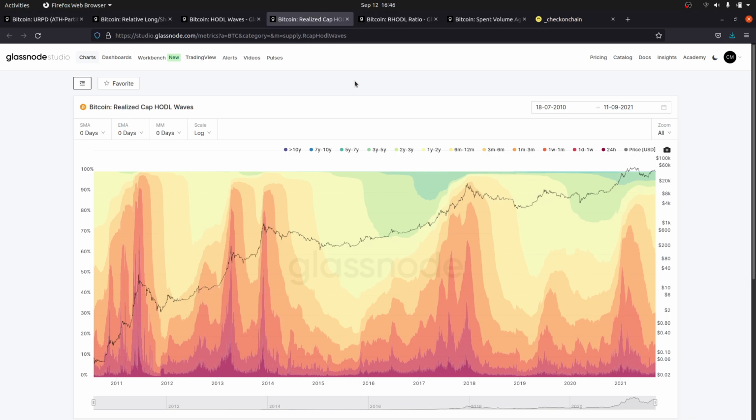Realized cap HODL waves maps how much value is at each age. How much of the realized cap, you can think about the realized cap as the value stored, is of a particular age. So in terms of practical application of realized cap HODL waves, I like to think about it like an accentuated or an exaggerated version of the HODL waves. See how we can't see any of the 10 to 7 years? They're just gone. They represent no value in the system.